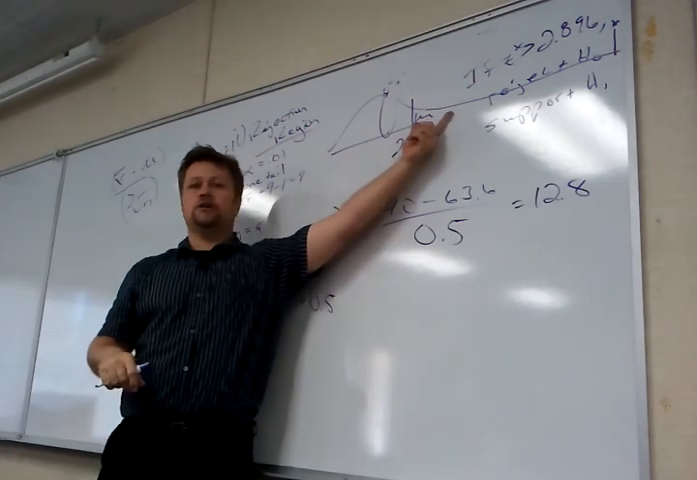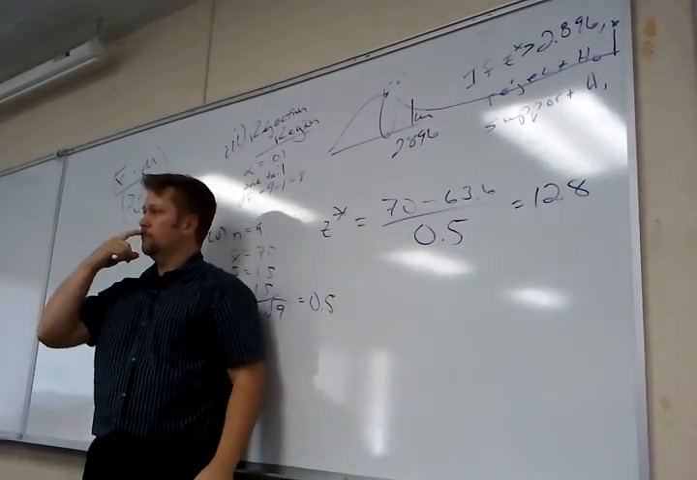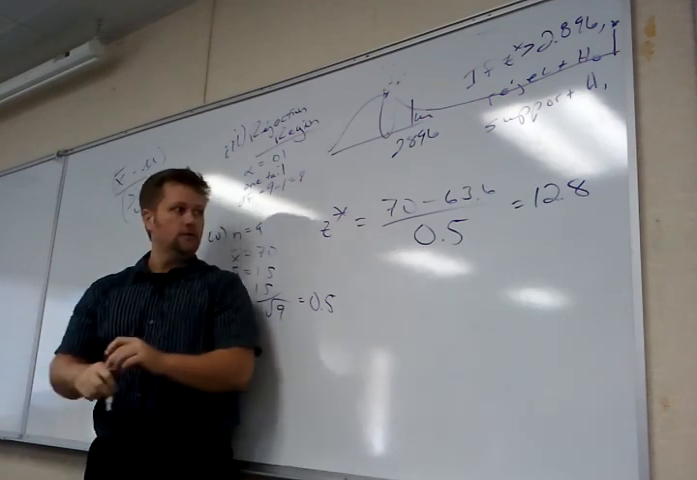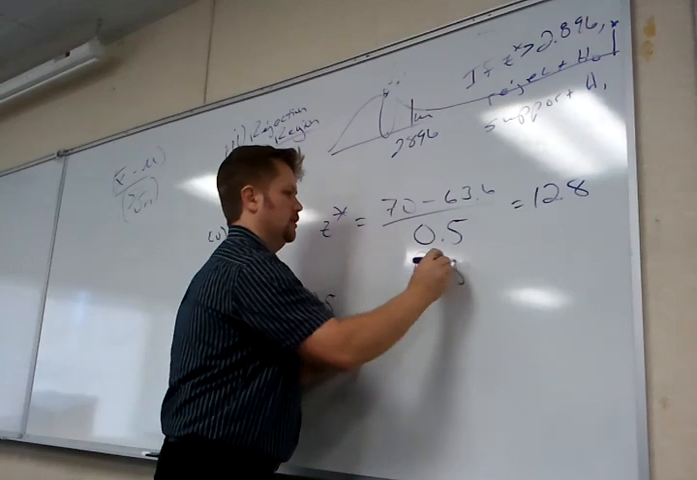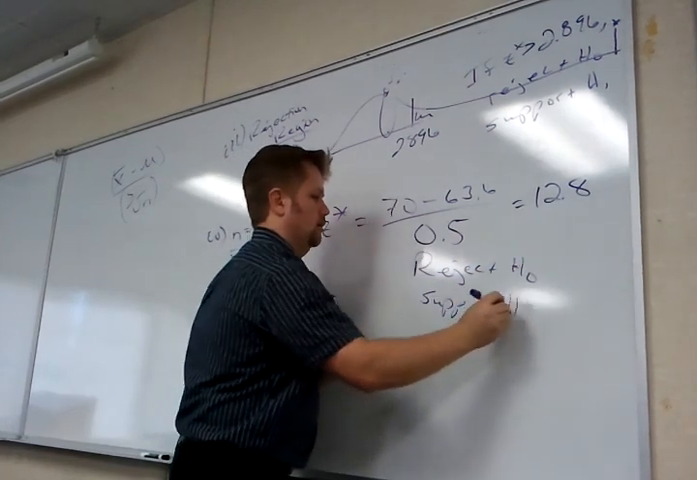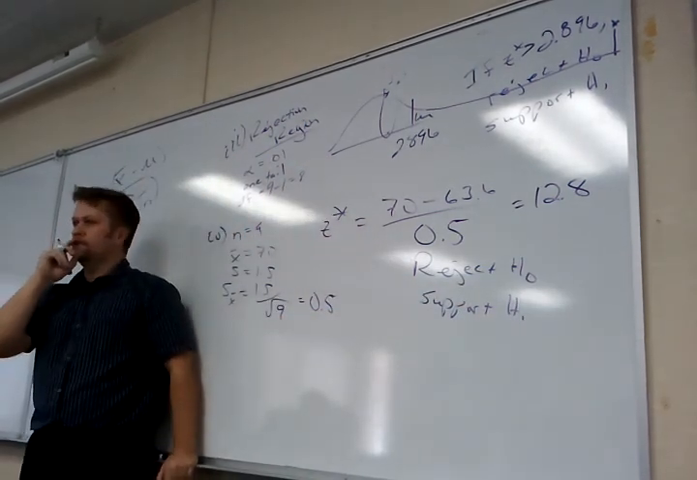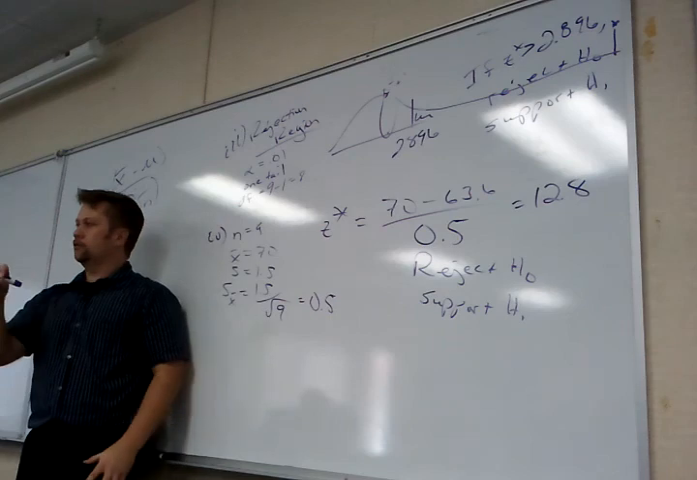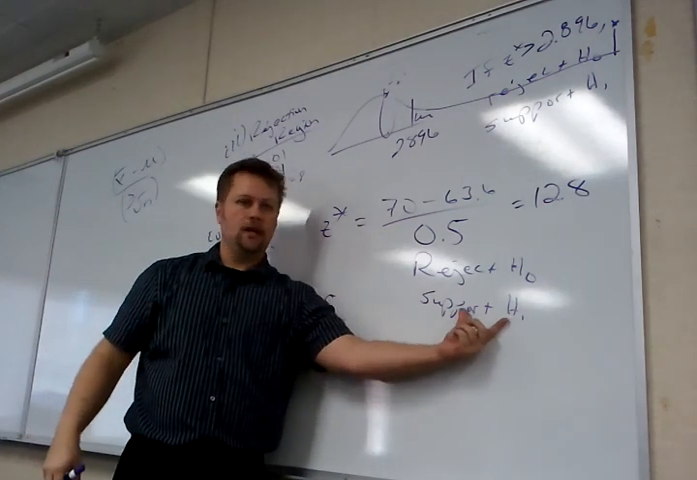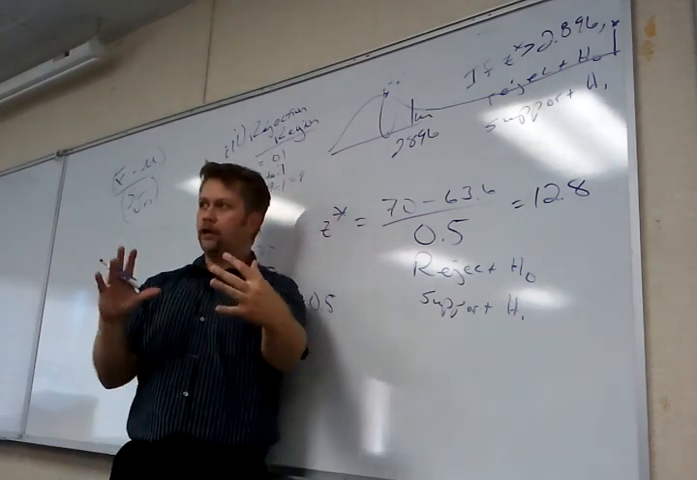Why did they call this the rejection region? Because if you make it in there, you reject the null. If you don't, you fail to reject the null. You didn't make it in there. Right? So right here I can write, reject H0, support H1. Which one of those is my claim? The H1 is my claim, right? So that's how I write my conclusion. I write my conclusion using this terminology. Support the claim that blah, blah, blah. That's the wording I want to use.